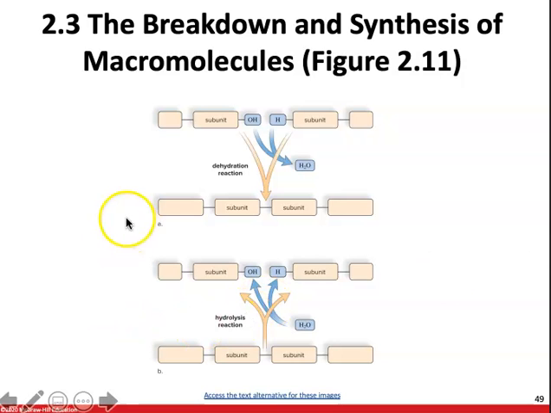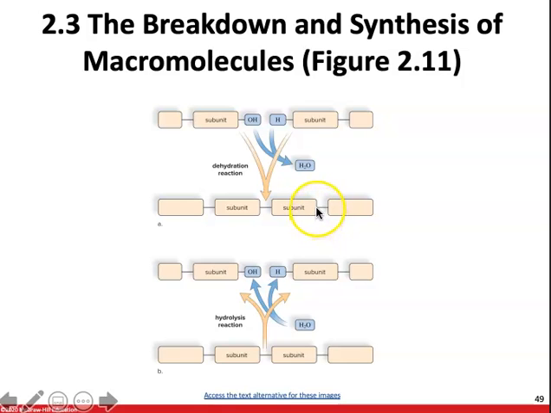So here is the breakdown and the synthesis of macromolecules. What we have here is a great big long macromolecule that's made of a bunch of little subunits strung together. If we want to glue this unit to this unit, we're going to remove an OH from one side and a hydrogen from the other. Those 2 are going to go off and form water. Then the remaining subunits are going to be covalently bonded to each other.